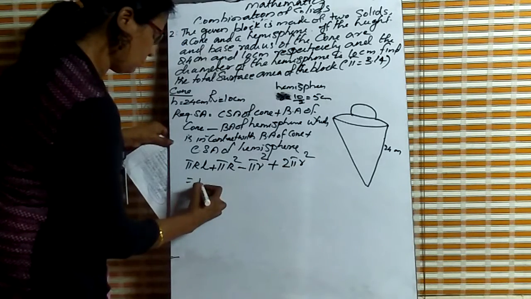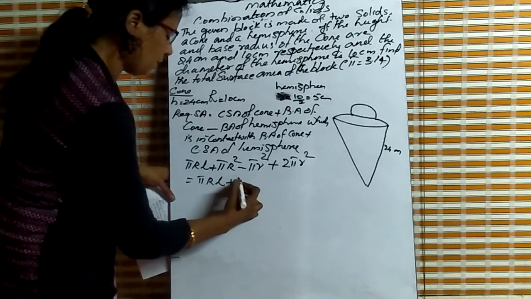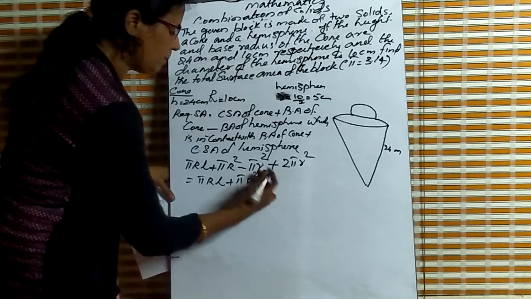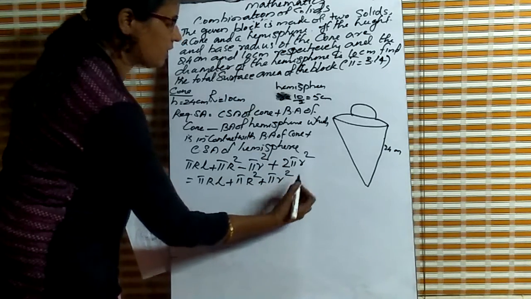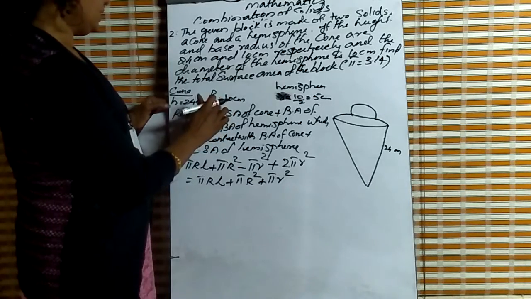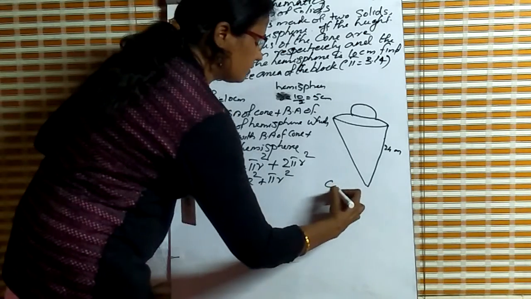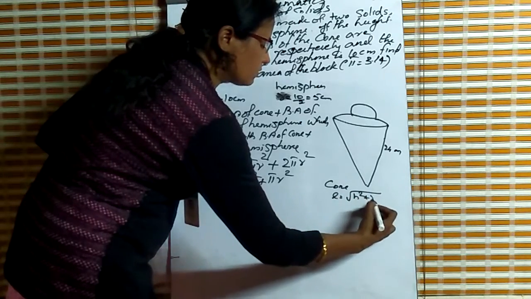square is equal to pi R L plus pi R square minus pi r square plus 2 pi r square, which is pi r square. Then here pi R L, we have to find the L of the cone. L is equal to square root of h square plus R square.